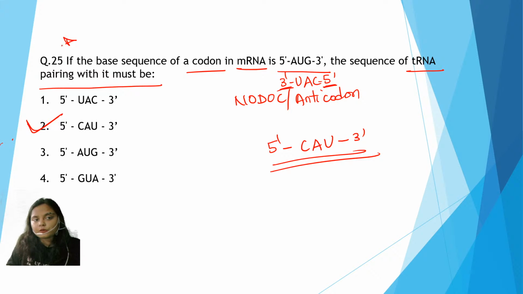This is a good question, right? See, UAC is the 3' to 5' direction. All of you are doing the same mistakes. I hope now you got it, right?